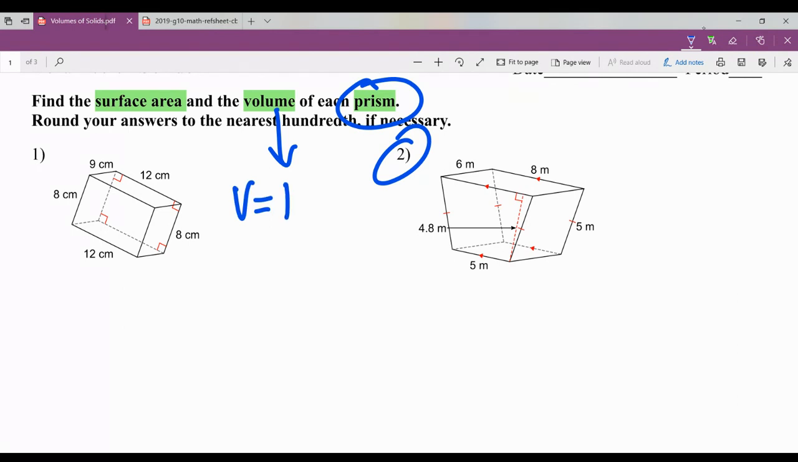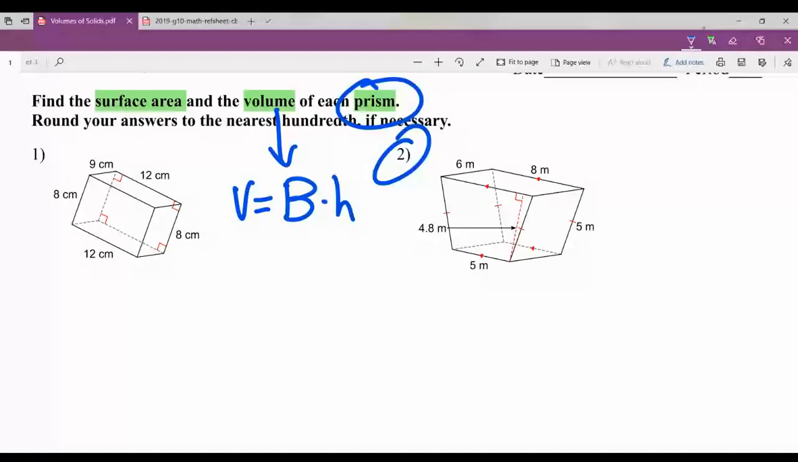is the area of the base. So they use a capital B. You can't interchange lowercase letters with capital letters. They sometimes mean different things. Times the height. I'm using a lowercase letter. Now the height is the distance between the two bases.